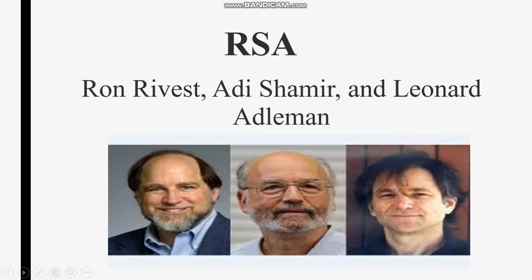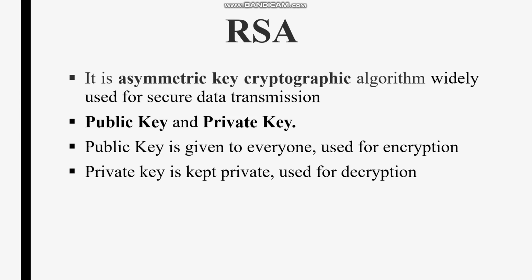What does RSA stand for? RSA is named after three scientists, as you can see here: Rivest, Shamir and Adleman. Ron Rivest, Adi Shamir and Leonard Adleman. So these are the three people. RSA is named after these three scientists. RSA stands for Rivest, Shamir and Adleman.